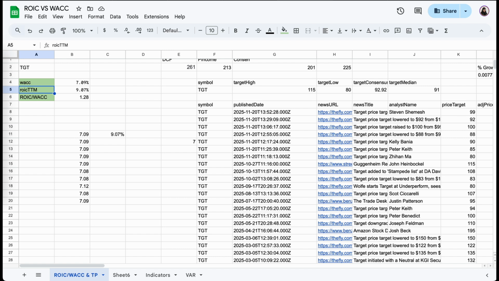And this ROIC should be always higher than the WACC. If it's higher, the coefficient is 1.28. When we divide ROIC by WACC, it means that the company, Target, is using its capital efficiently. Let's look at the Walmart, WMT.